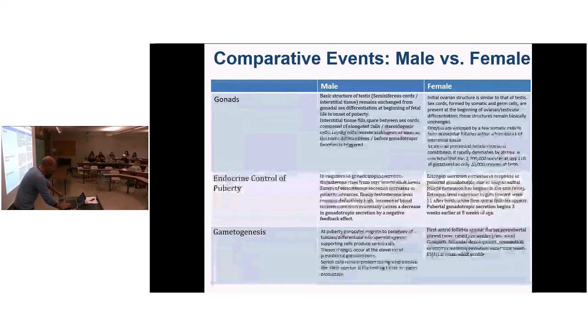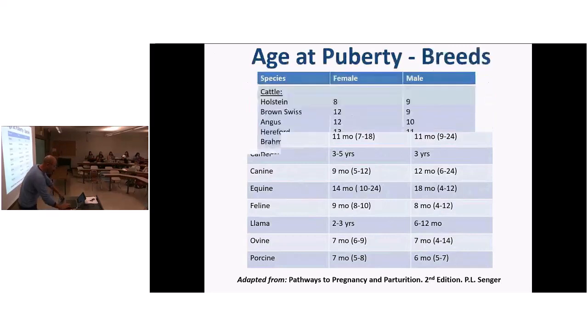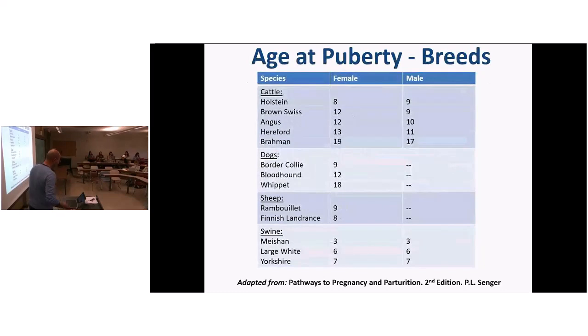This is just a comparative event of male and female. Give it a quick read, it's pretty nice. And then this is age of puberty in lots of the species. You're going to see that it varies a lot depending on the species. But if you talk about bovine, canine, equine, feline, ovine, porcine, lots of those domestic animals that we're used to, anywhere between 8, 9 months to a year is where lots of these animals reach puberty. In the next slide, you have it by breed.